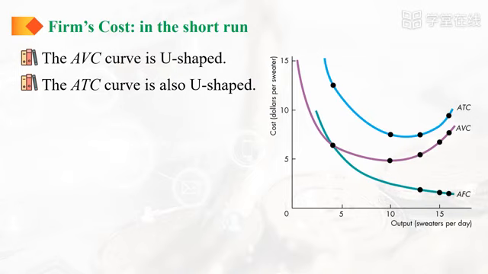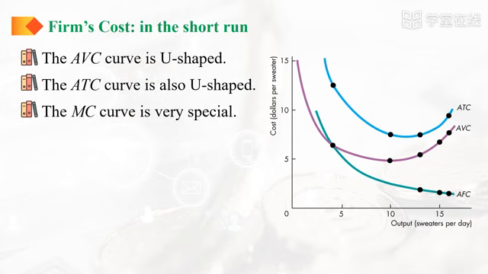The AFC curve shows that average fixed cost falls as output increases. The AVC curve is U-shaped. As output increases, average variable cost falls to a minimum and then increases. The MC is very special.